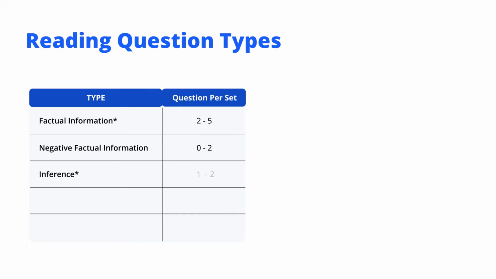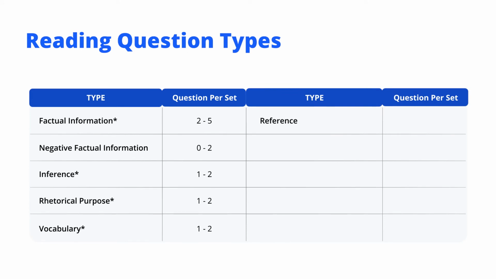Then there are the inference, rhetorical purpose, and vocabulary questions. There will be between 1 to 2 of these per set. Next are the reference questions, that's between 0 and 2 per set. Sentence simplification questions, between 0 and 1 question per set.